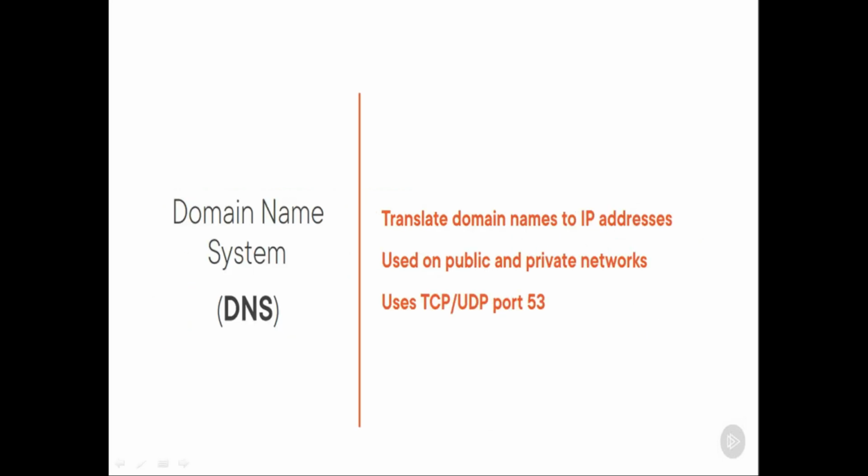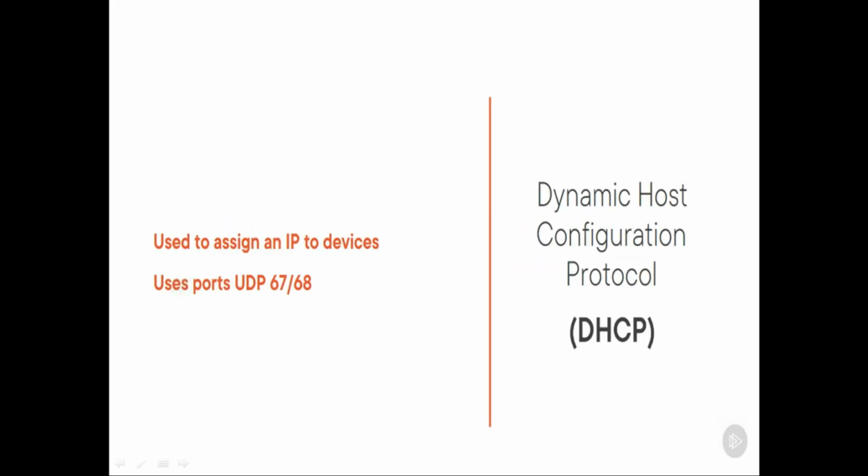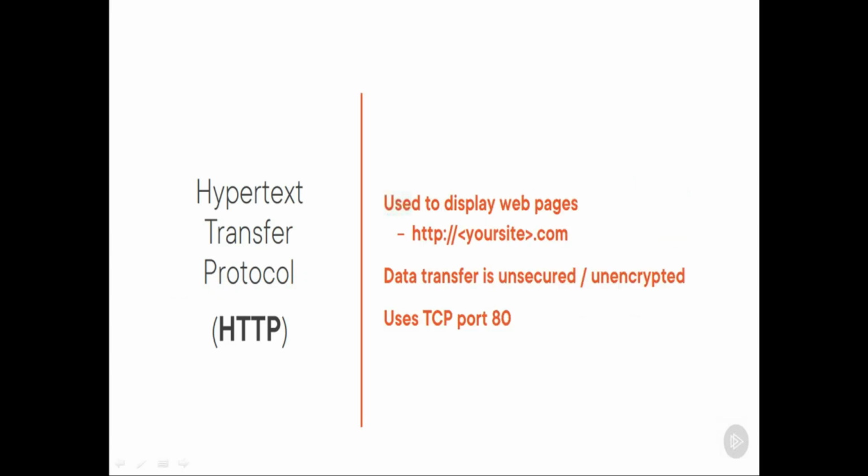Let's move to the next. The next protocol is Domain Name System, DNS, translates domain names into IP addresses, used on public and private networks, uses TCP/UDP port 53. So let's move to the next protocol. The next protocol is Dynamic Host Configuration Protocol, DHCP, used to assign an IP address to devices, uses UDP ports 67 and 68. Next is Hypertext Transfer Protocol, HTTP, used to display web pages. Data transfer is unsecure and unencrypted, uses TCP port 80.